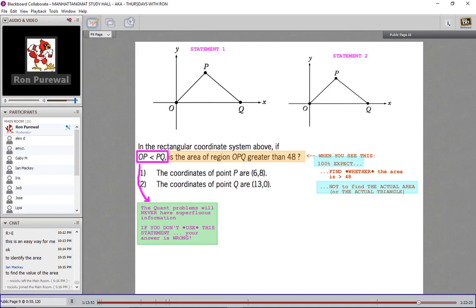So make sure you know what your goal is. There are 2 possibilities here: yes, the area is greater than 48, and no, the area is not greater than 48, which means it's equal to or less than 48. And if you can make both of these happen, that's not sufficient. Smiley face if that makes sense.